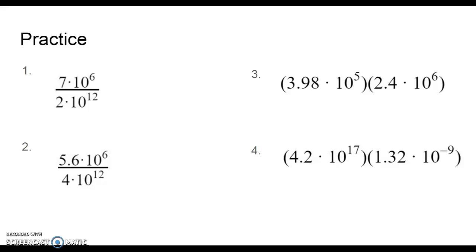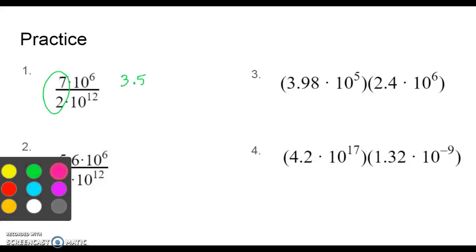So starting with number 1, we have a division problem. 7 times 10 to the 6th power divided by 2 times 10 to the 12th power. Our first step is to divide our coefficients. So 7 divided by 2 is 3.5.